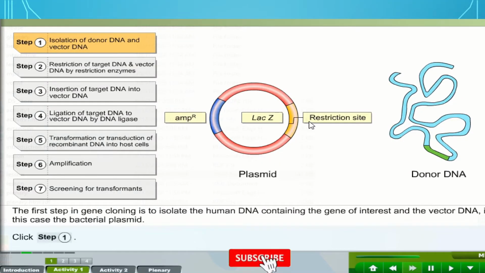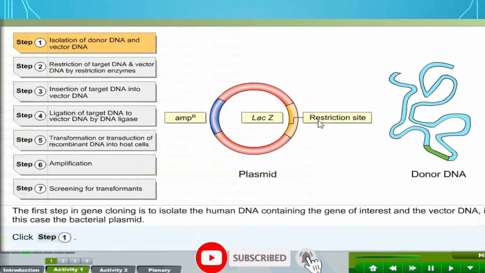This is a plasmid of bacteria. In this plasmid, there are restriction sites at the lacZ gene. Okay, so the lacZ is a marker for lactose. The other one is also a marker, for antibiotic, that is ampicillin.